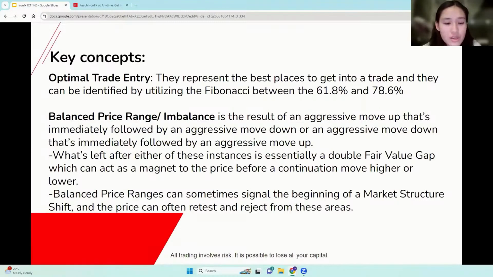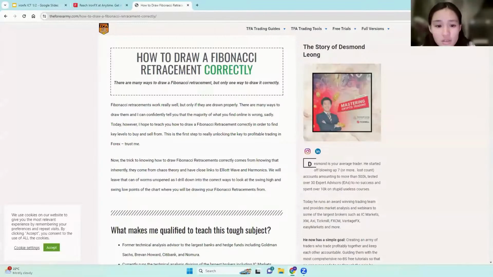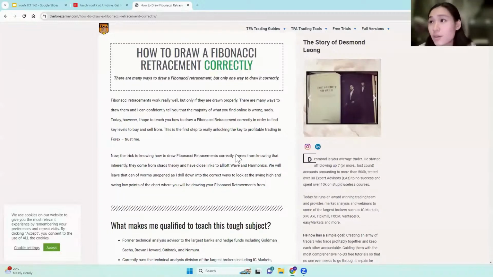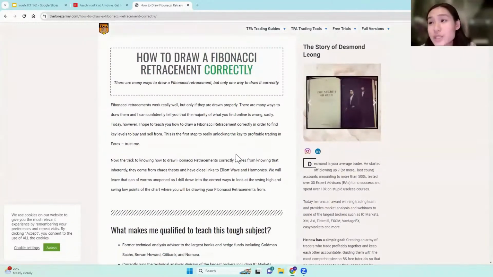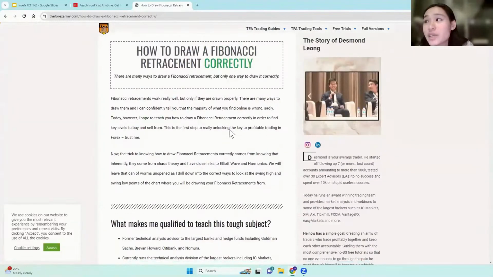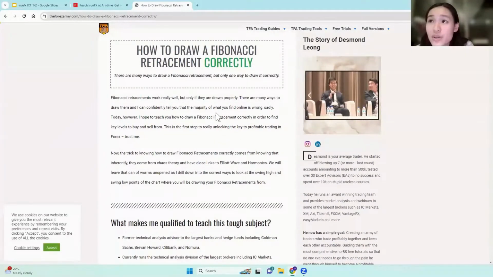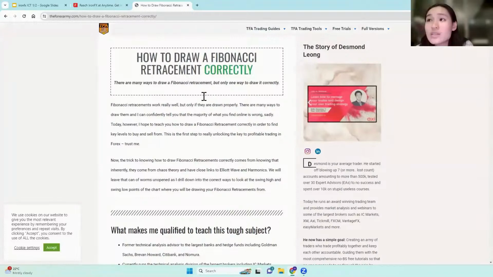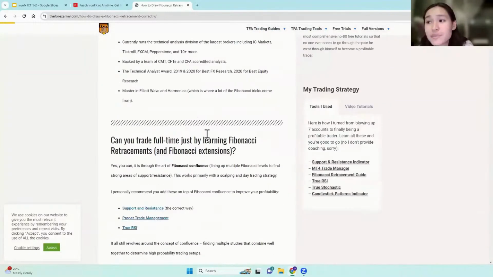Let me just show you guys a website. If you missed our Fibonacci series, not to worry because we'll probably go through that again, but because we recently finished that, it might be a while. But anyway, the website that we recommend you to go through is theforexarmy.com, and it goes through how exactly to draw a Fibonacci retracement correctly.